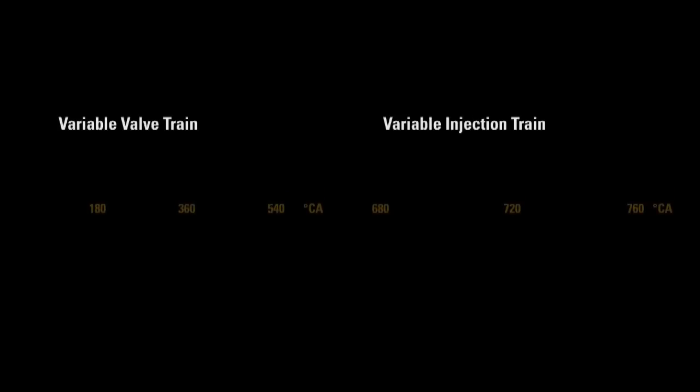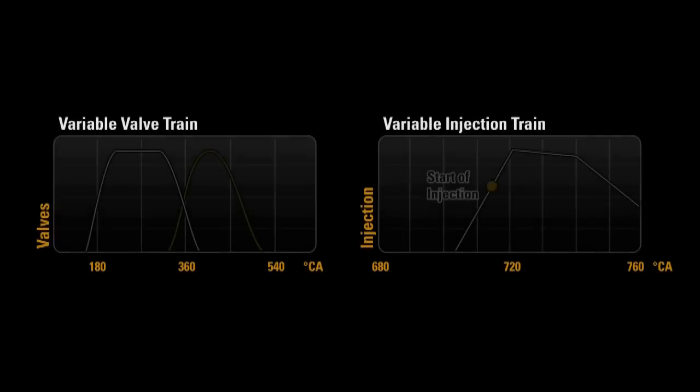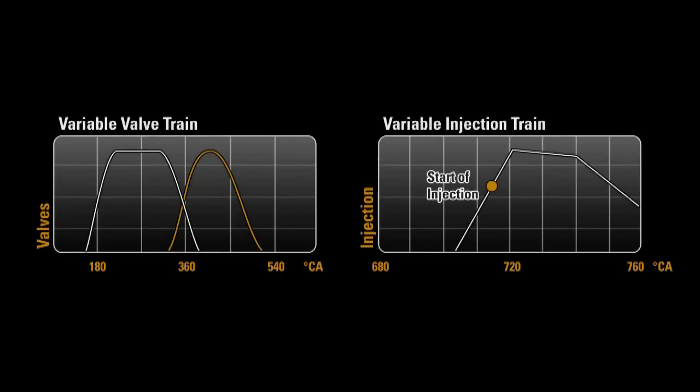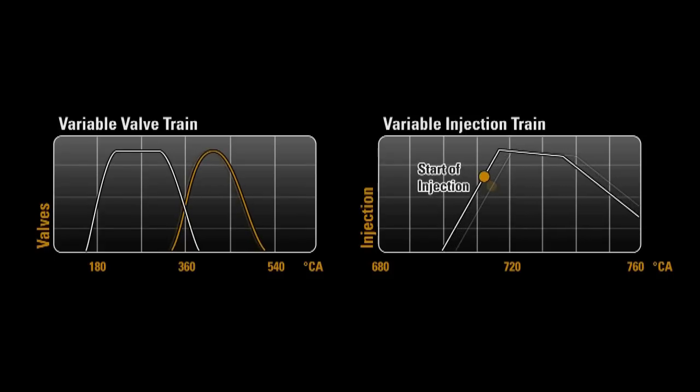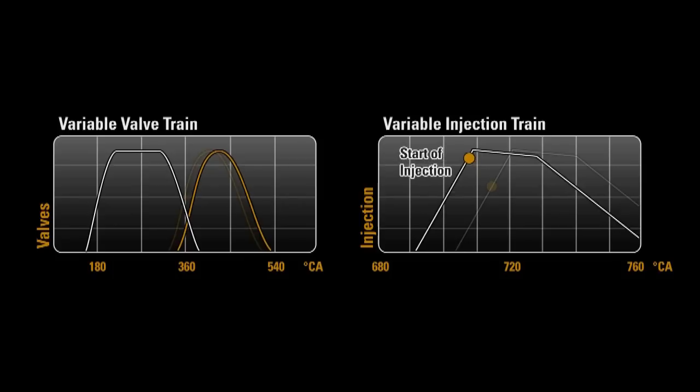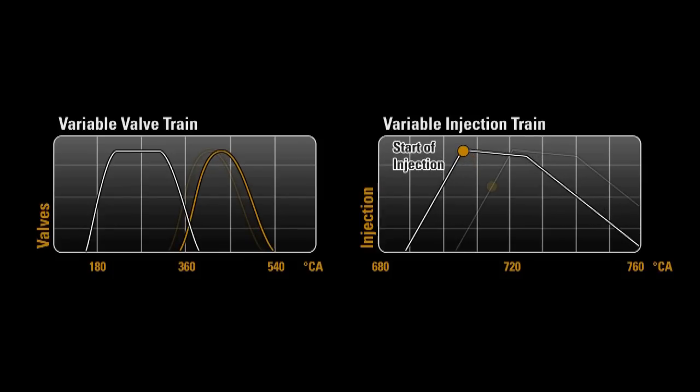In the diagrams, the effect is illustrated in a schematic manner. In the left diagram, the intake valve lift curve is shifted toward a later crank angle. In the right diagram, the start of injection is shifted towards an earlier crank angle, and the injection intensity is increased at the same time. Please note the yellow arrow and the yellow curve.